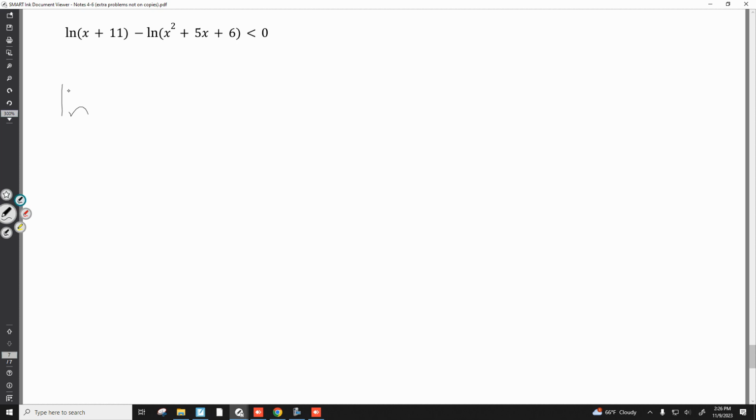ln(x + 11) minus ln(x² + 5x + 6) is less than 0.